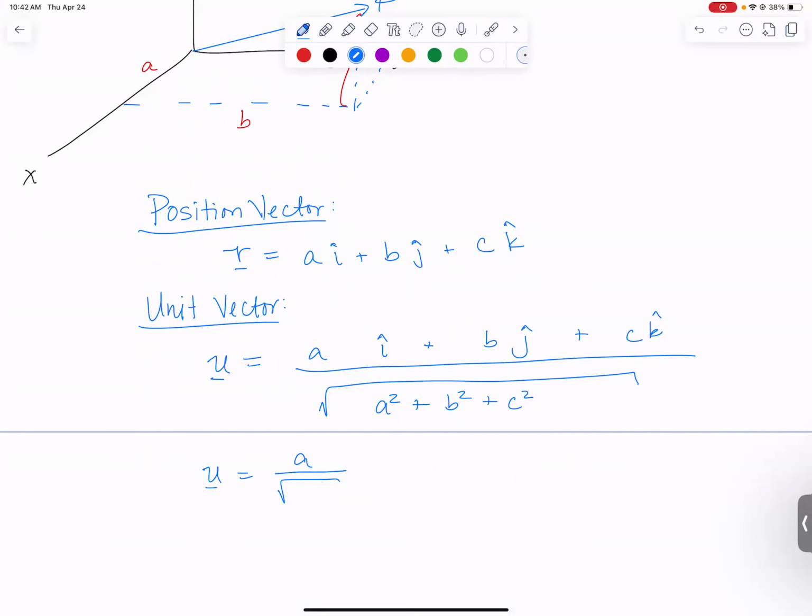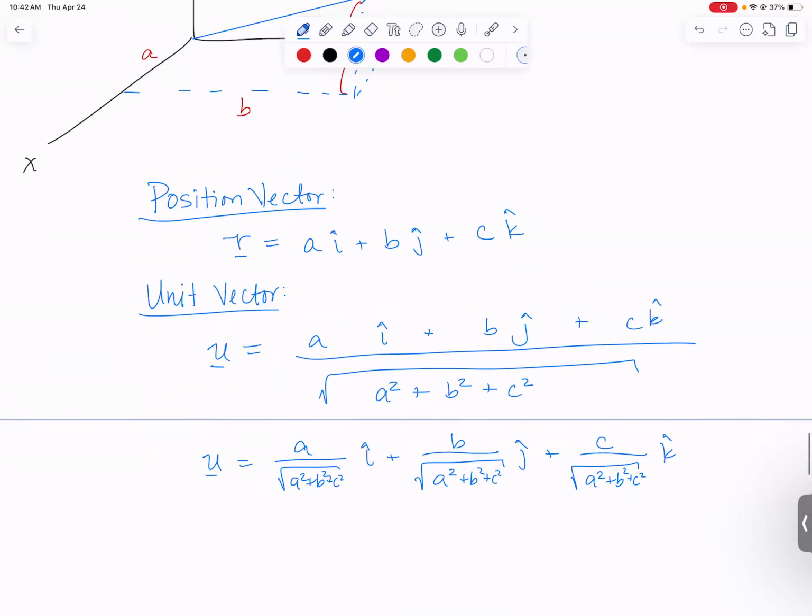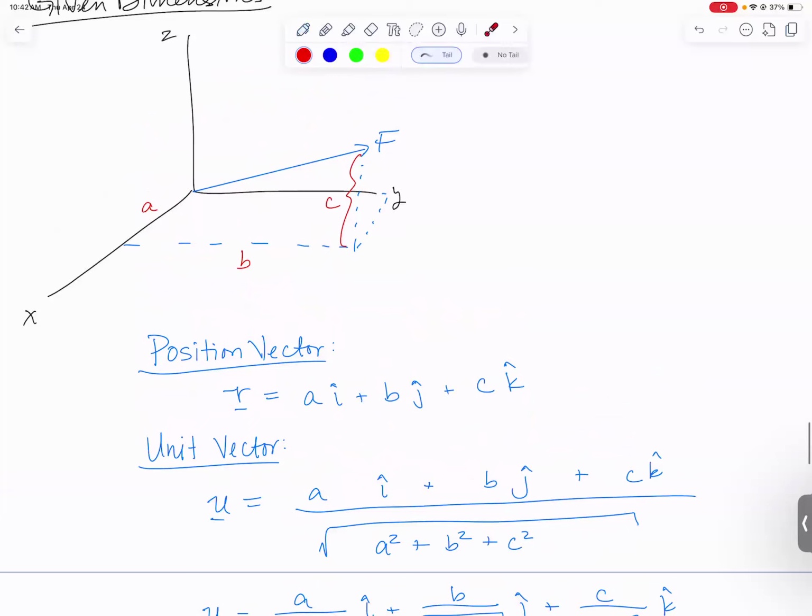A over square root of a squared plus b squared plus c squared i, plus b over the square root of a squared plus b squared plus c squared j, plus c over the square root of a squared plus b squared plus c squared k. What I've done is first I had a position vector. That's a vector with length units that tells me how do I go from point A to point B. How far do I have to go? Now I divide it by the length, so I get a little unit vector that has the exact same direction, but only a length of 1.